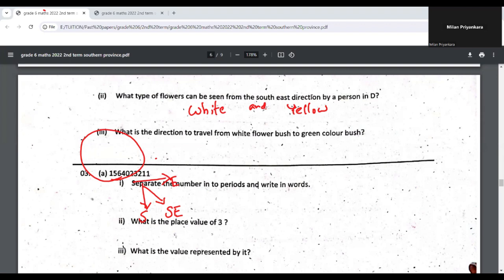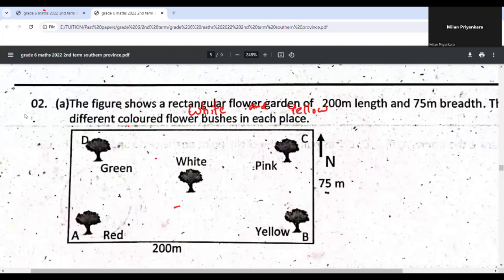So from the southeast direction, you can see the white bushes and the yellow bushes. What is the direction to travel from white flower bush to green color bush? So let's see, from white to green. Here you can see the white. See, this is the white to green. You have to go from white to green.